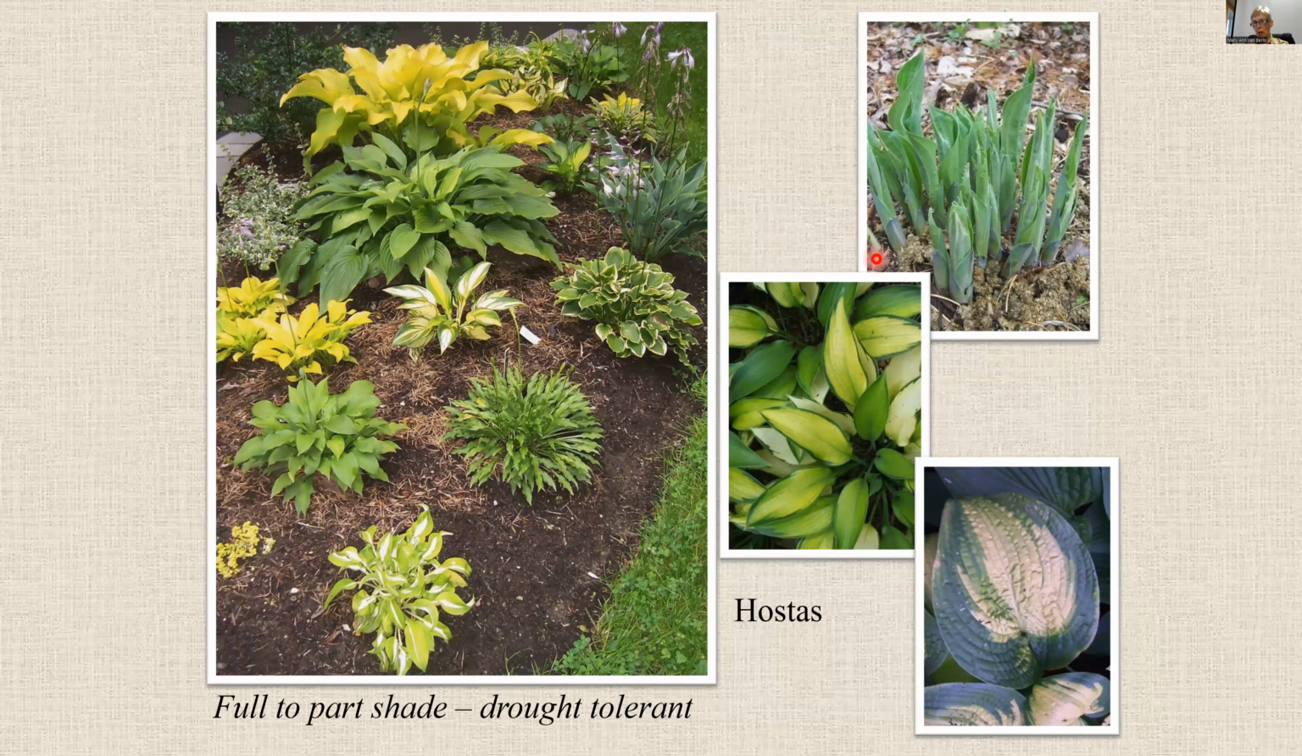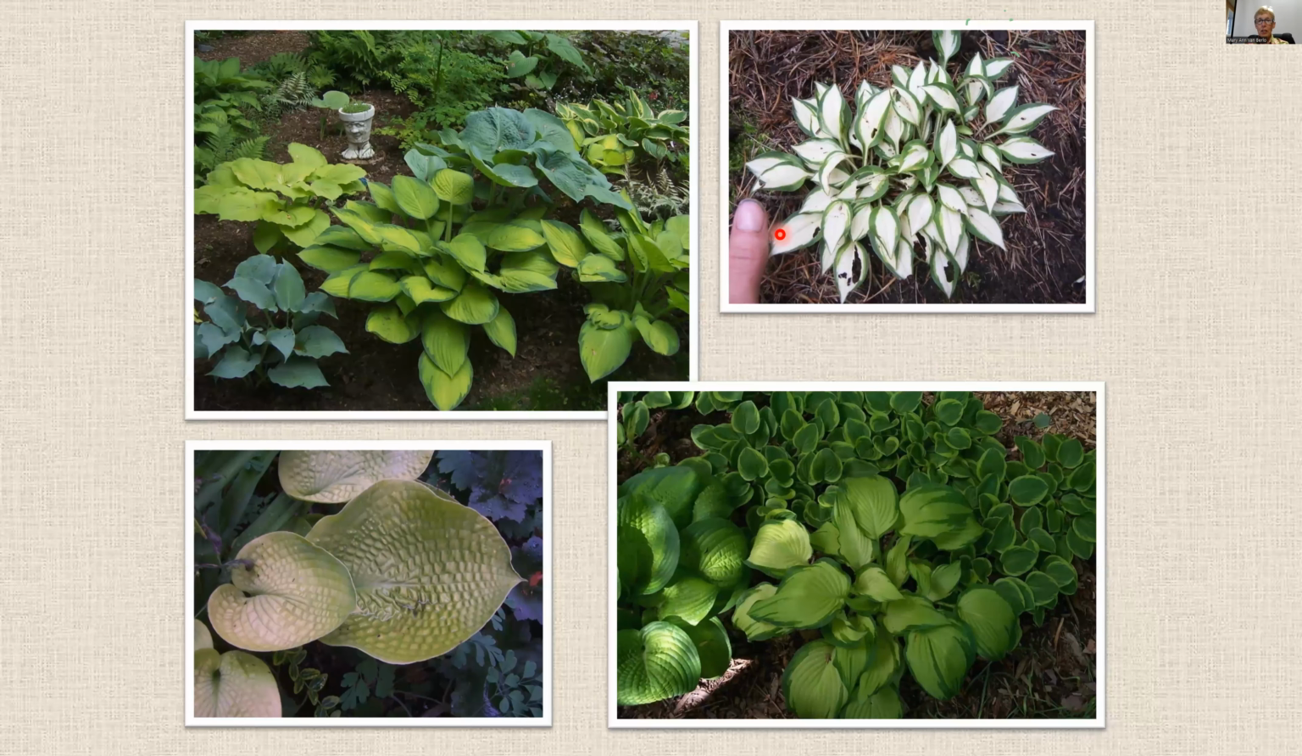Hostas, of course, a go-to plant. You either love them or hate them. All kinds of different textures, colors, shapes, sizes. And this is the tiniest I had. I think it was cat size. And then, of course, there's Empress Wu that can get up to 4 feet tall. I don't have Empress Wu in this picture. This is Zounds, I believe.